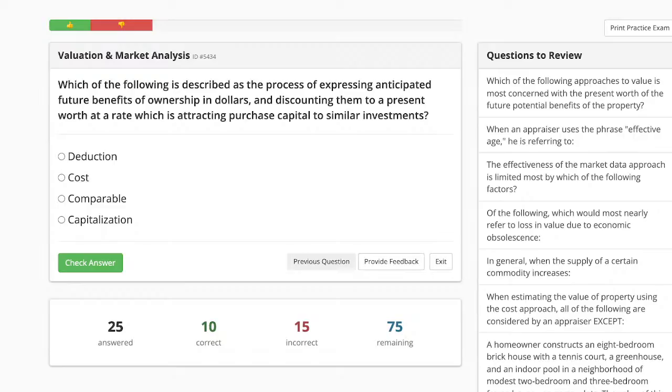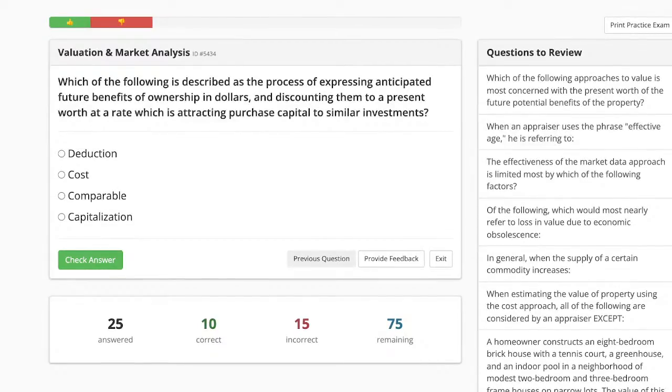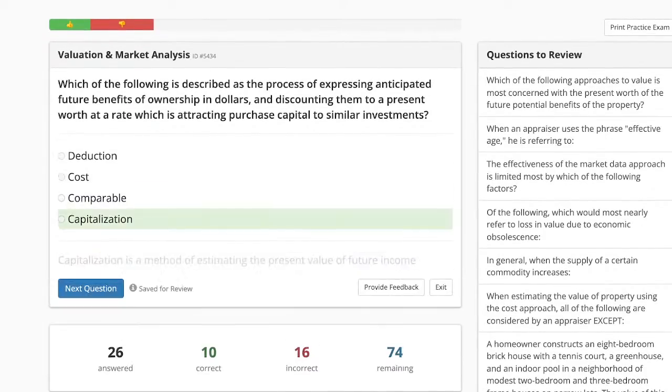Okay. Let's go back to the question here. Ugh, reading. Gross. Which of the following is described as the process of expressing anticipated future benefits of ownership in dollars and discounting them to present worth at a rate which is attracting purchase capital to a similar investment? Blah, blah, blah, boring. A, deduction, B, cost, C, comparable, D, capitalization. Any other you guys think that when you read these questions, like blah, blah, blah, boring? Okay, and the answer here is capitalization.